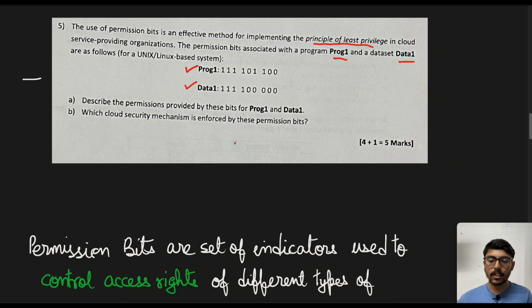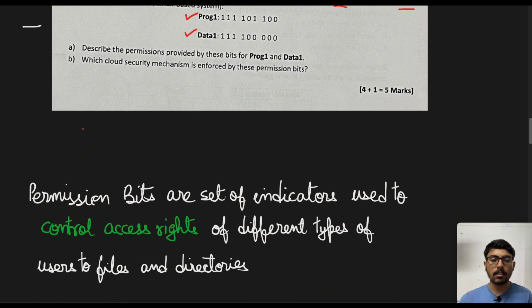So first what we will try to understand is basically what permission bits are. Permission bits are a set of indicators that are used to control the access rights for different types of users to files and directories. In a Linux or Unix operating system, there are different files and directories, and the access to them is granted by the permission bits that we are going to study now. These permission bits allow different users to play different roles in the same system in order to provide functionalities like security and confidentiality.